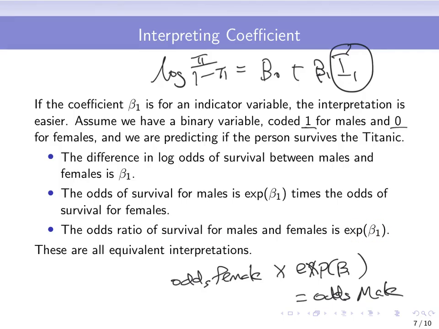So the way we write this odds ratio for males and females means that you're looking at the odds for males over the odds for females. That's typically the language. So it's equal to exp of beta 1. So just be very aware of your coding of your indicator variables.